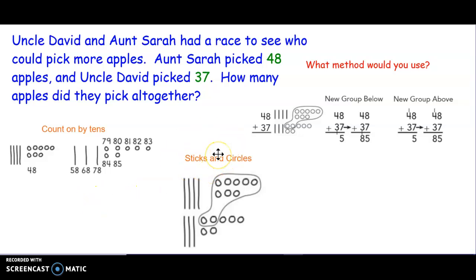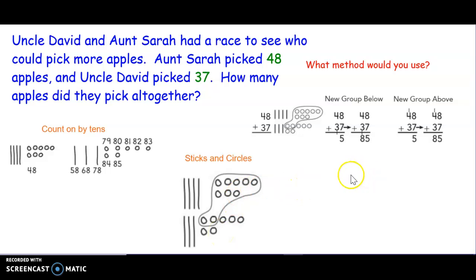Next method we can use is sticks and circles, and we've practiced that one before. So here we can see our number 48: 10, 20, 30, 40, 8, and 37: 10, 20, 30, 7. Okay, we have enough circles here to make a new 10. So when we count them, we would say 10, 20, 30, 40, 50, 60, 70, 80, 81, 82, 83, 84, 85.